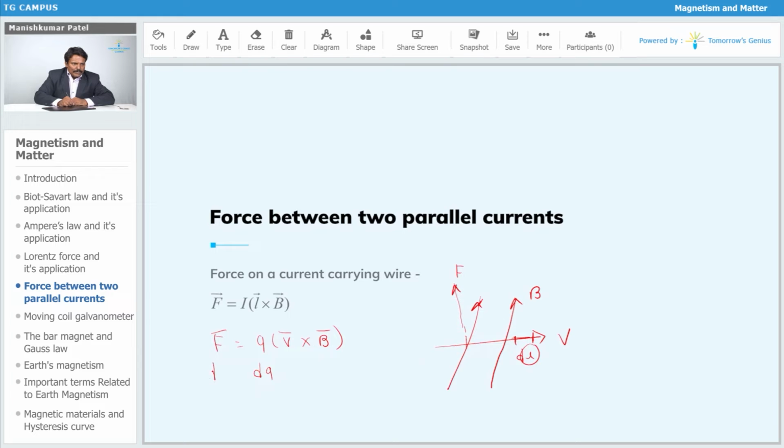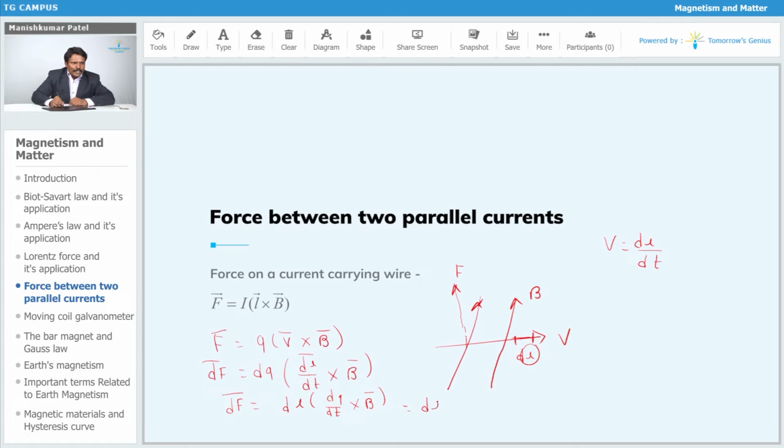So let's say this is dF bar, which is dq. Again, instead of v, we can write it as dL upon dt. So that is your dL upon dt. Your dL is also a vector, cross B bar. Again, I can do some arrangement over here by taking that dL outside, and this is now dq upon dt cross B bar. So this is your dF bar.